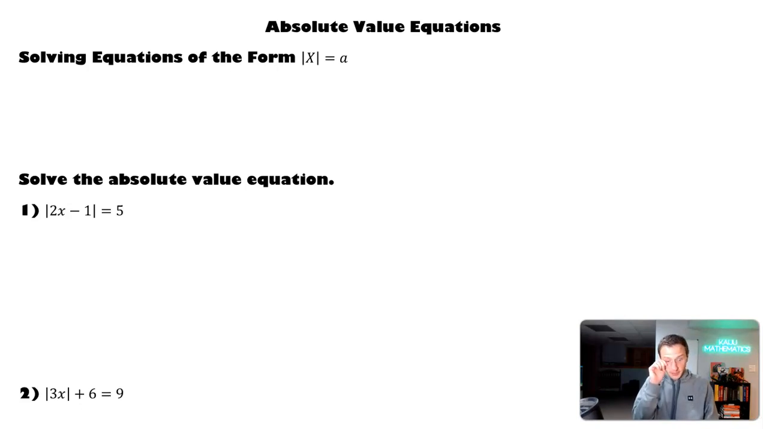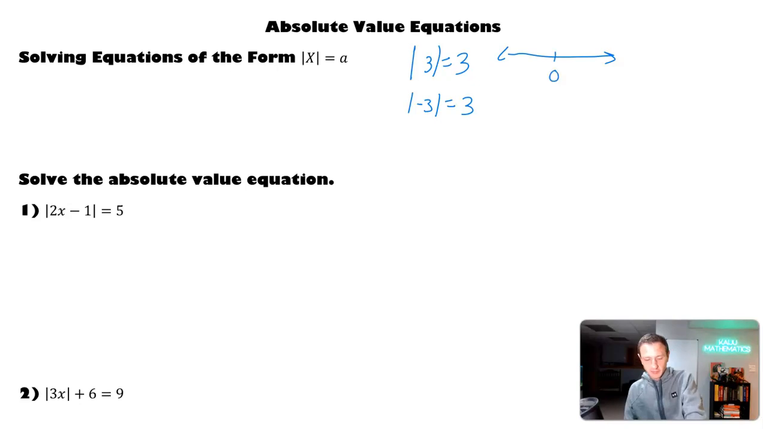to a? Because the absolute value is the distance from 0. So if I take the absolute value of 3, that's equal to 3, and the absolute value of negative 3 is also equal to 3, because that is the distance from 0. Negative 3 is 3 units away from 0. Positive 3 is 3 units away from 0. So the absolute value is the distance from 0.